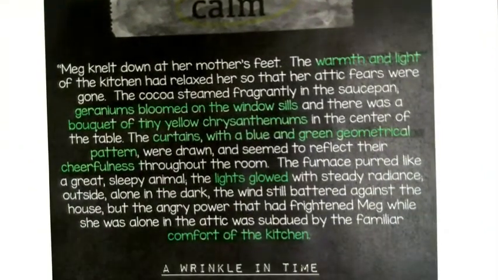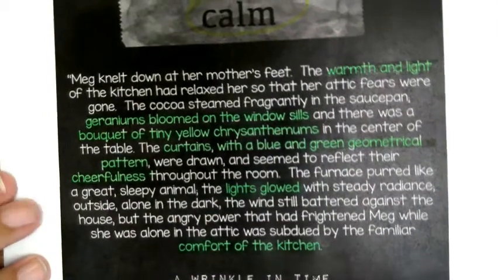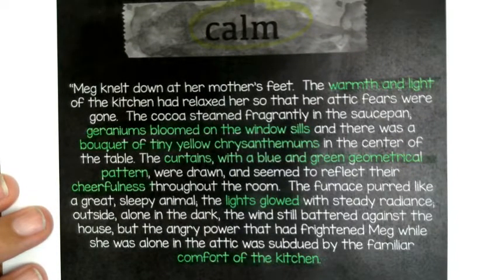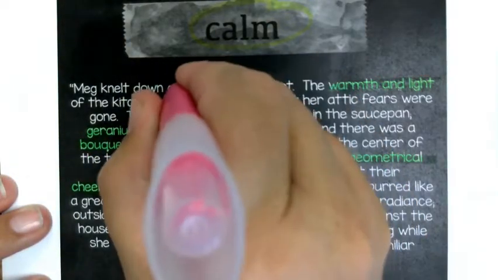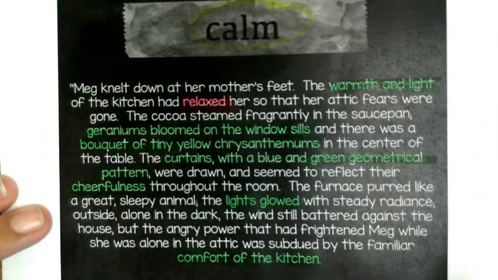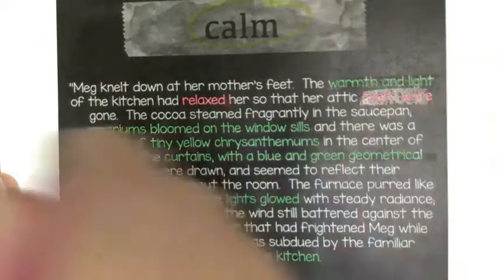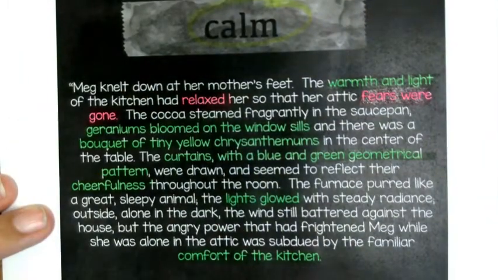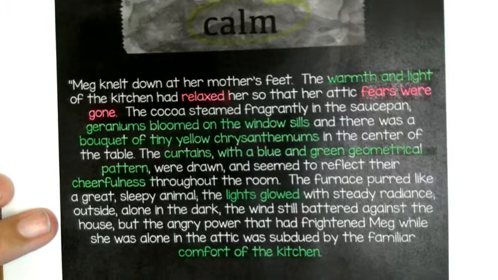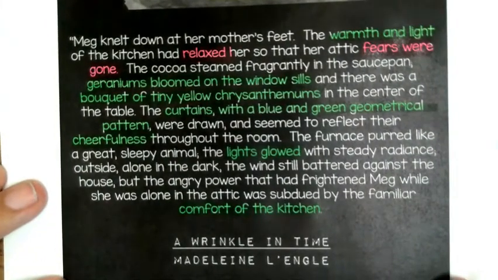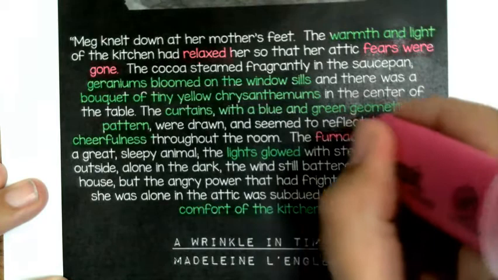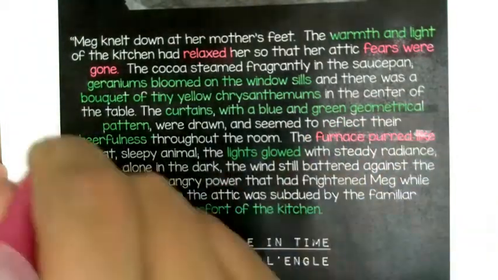All right, so let's see where L'Engle used strong verbs and adverbs, so actions. Okay, let's see, and we'll try to figure out if they go along with the calmness, but we might find some words that are opposite. All right, so we have the word relaxed that tells us that she's feeling calm. Her fears were gone. Let's see, what are there other actions? Oh, the furnace. What does the furnace do? The furnace purred like a great sleepy animal.